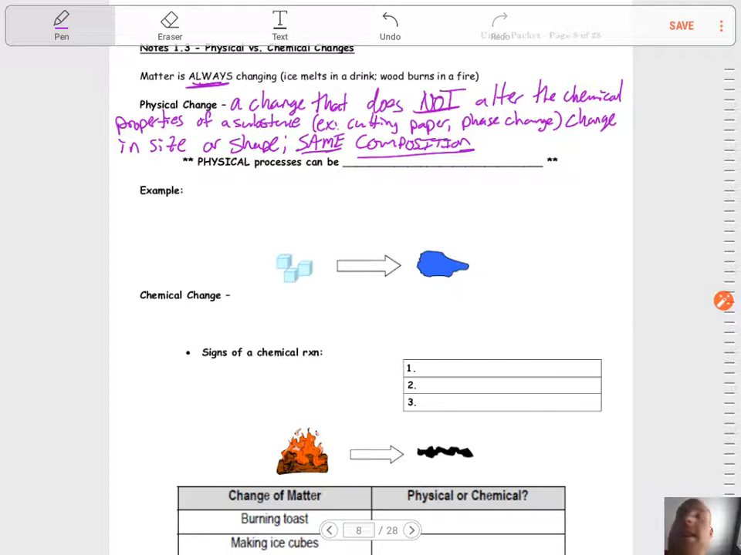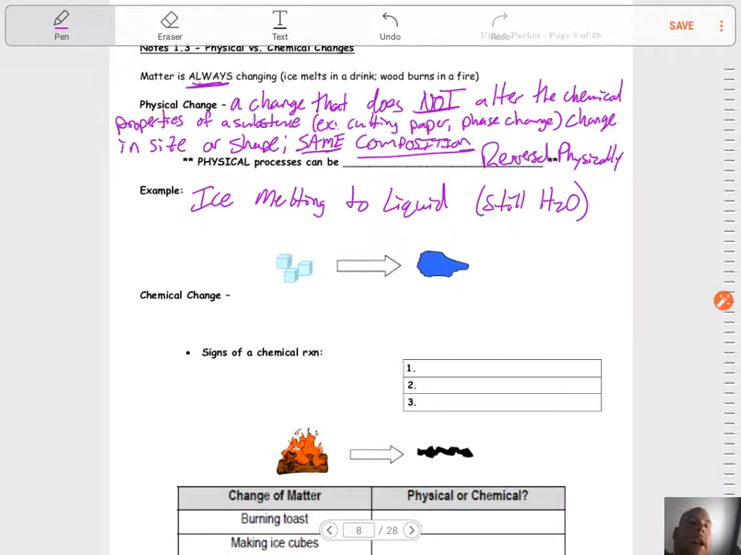Same composition. Physical processes can be reversed physically, so you can go back to the original state. The example, like I said already, was ice melting to liquid water. It still has the same formula of H2O. There's still two hydrogens combined with one oxygen to keep it the same substance. It's just how the particles are arranged that has changed. That's the big idea you want to keep track of with physical change.